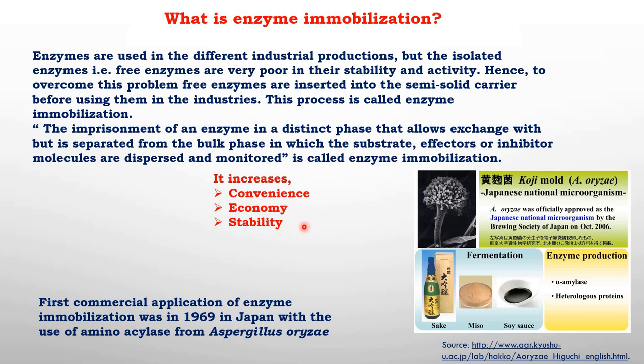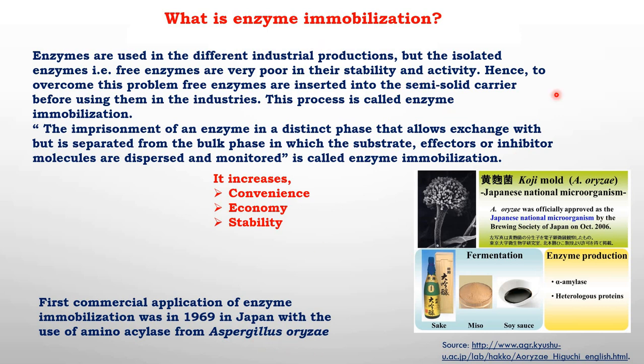That is important. Now, the first commercial application of enzyme immobilization was reported in 1969 in Japan with the use of amino acylase. This enzyme is highly used in Japan, and this enzyme is produced from Aspergillus oryzae.